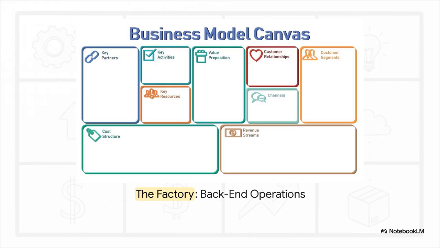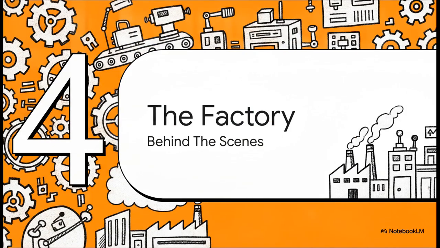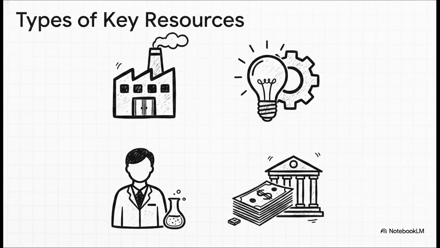This represents everything happening behind the scenes to make this show possible. Part 4, the factory behind the scenes. If the right side of the canvas was all about delivering value, this left side is entirely about creating it. To create value, you need key resources, and these fall into 4 buckets. Physical resources are tangible: manufacturing facilities, delivery trucks. Intellectual resources are your proprietary advantages, like patents, software code, or even just the Coca-Cola brand itself.